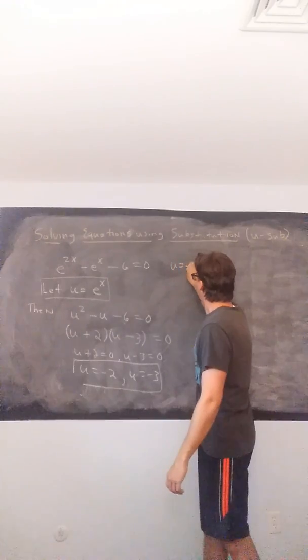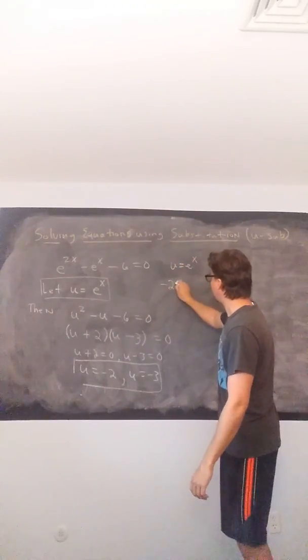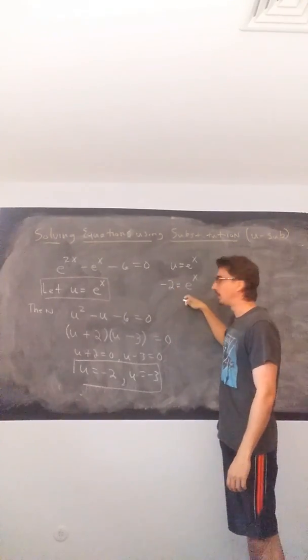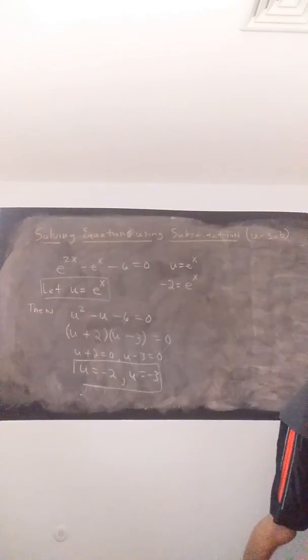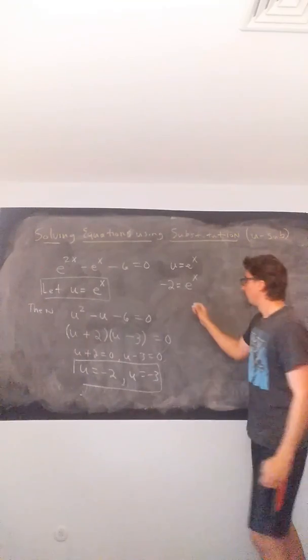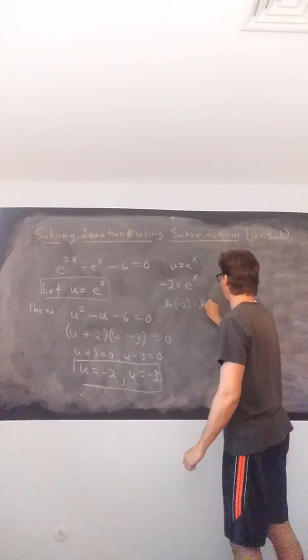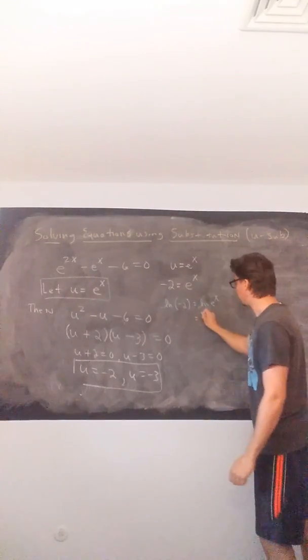So when u is e to the x, if u is negative 2, that means you got negative 2 equals e to the x. And now we have to solve this. This is an exponential equation. So you remember how this is handled. You're going to take the ln of both sides. So over here, ln e to the x, that's just x.